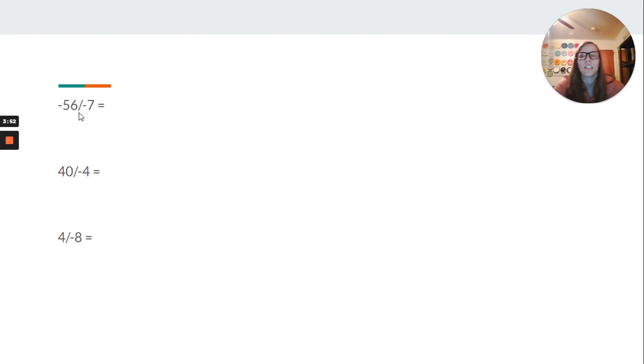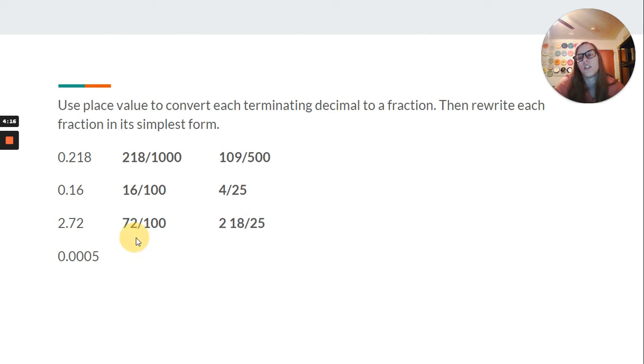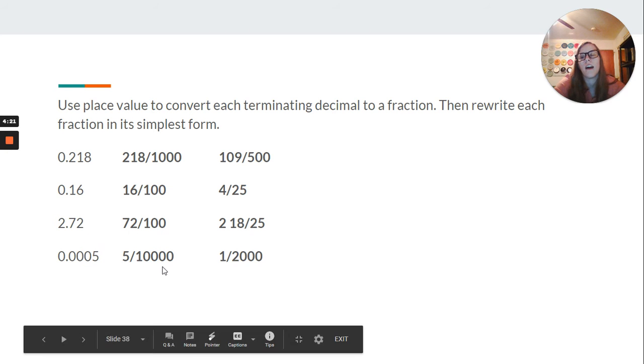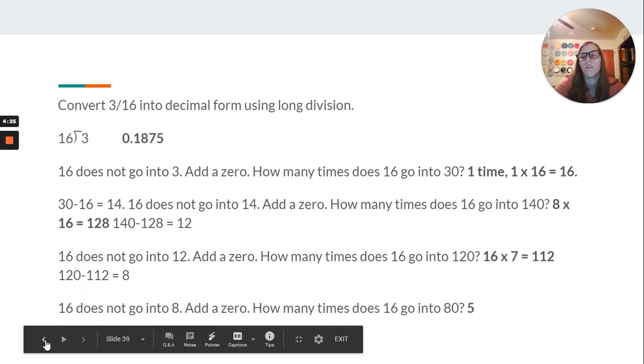So -56 divided by -7 is going to give us a +8. 40 divided by -4 is going to give us a -10. 4 divided by -8 is a -1/2. Use place value to convert each decimal to a fraction, then rewrite each fraction in simplest form. 218 over 1,000 is equal to 109 over 500. 16 hundredths is 4/25. 2 and 72 100ths is 2 and 18/25. And 5 10,000ths is going to be 1 over 2,000.